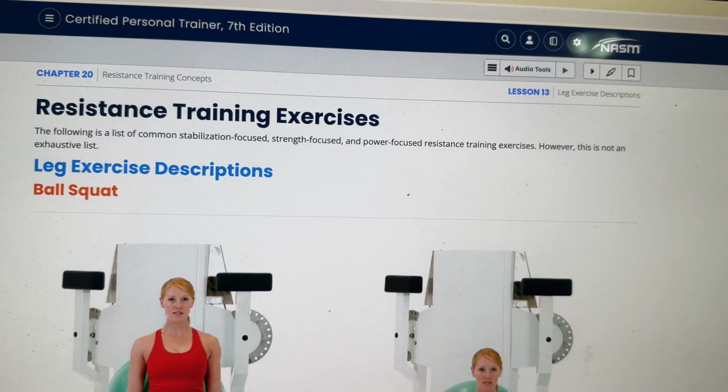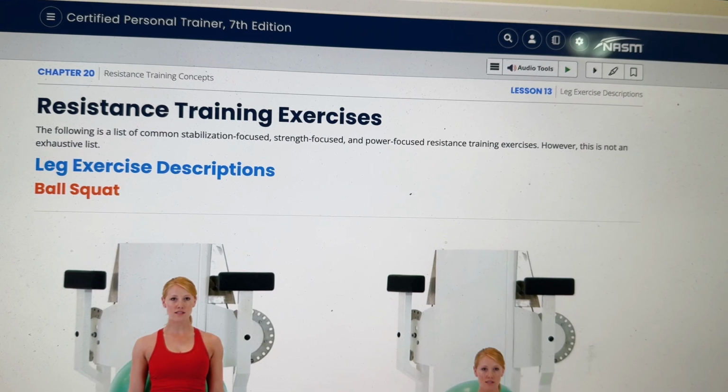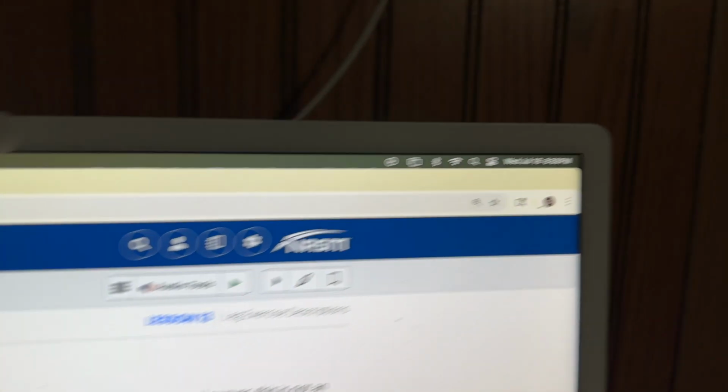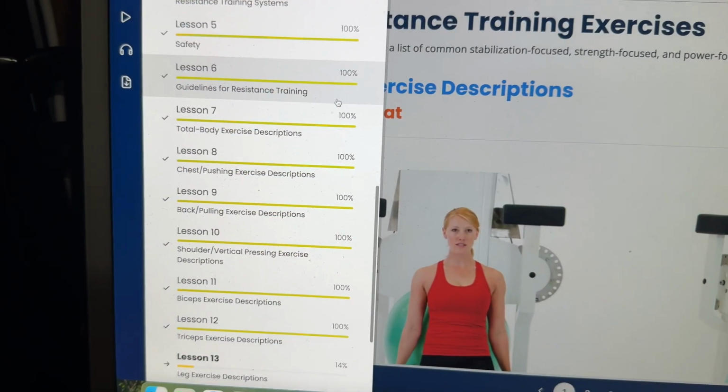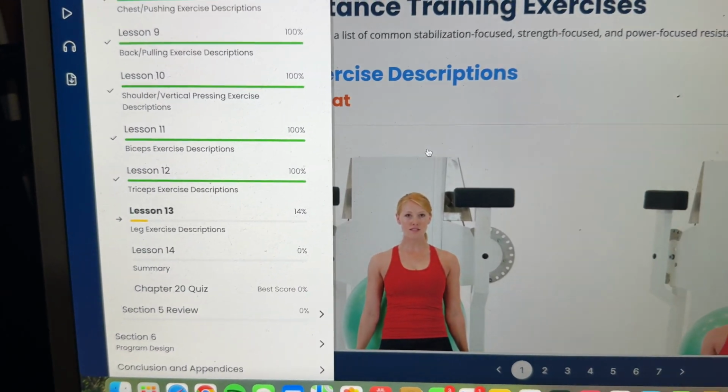Inside, damn it. Resistance training exercises, chapter 20, lesson 13, 7 pages, 9 o'clock. I think this is the last lesson before the last lesson before the summary. I'll see you guys in like 5 minutes. I'm gonna kill this. I'll be back.